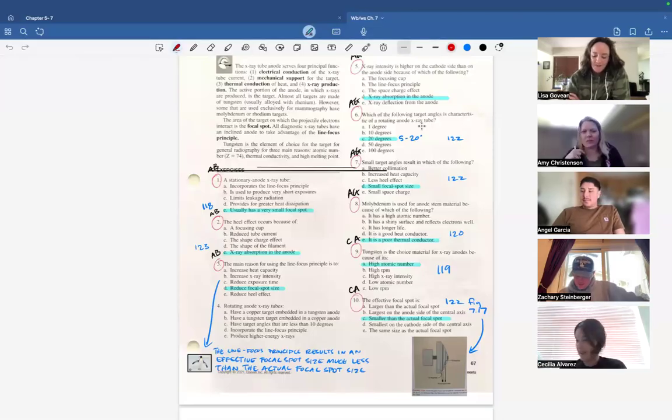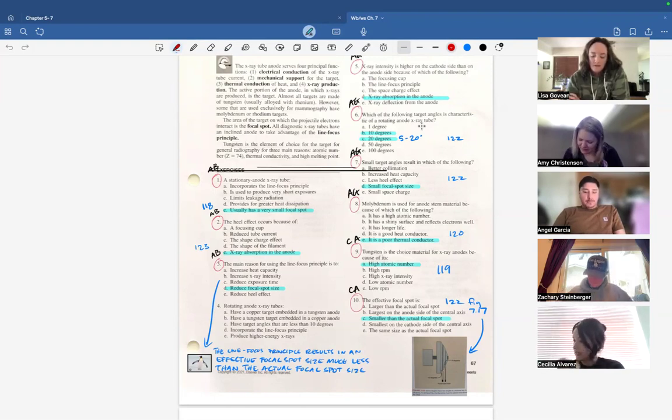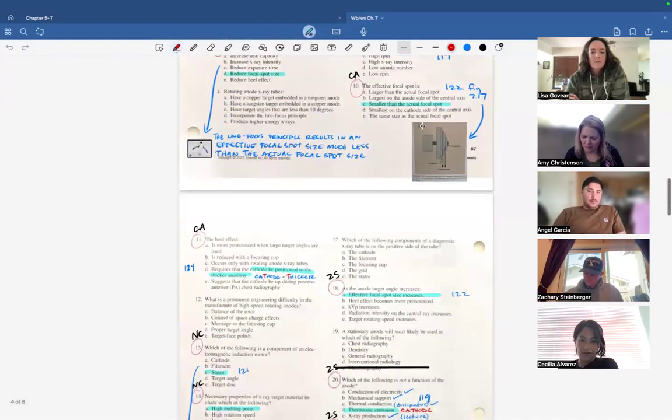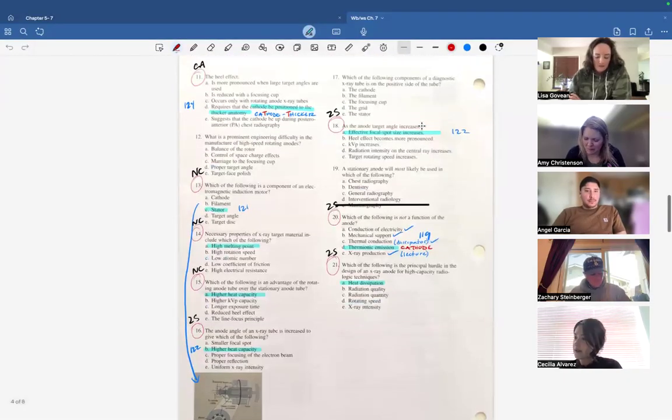Okay, so number 9, tungsten is a choice material for X-ray anodes because of its, I got A, high atomic number. Yeah, I'm trying to see if you got the same one. Yeah, she did. And then 10, the effective focal spot is, I got C, smaller than the actual focal spot. Yeah. And then I think I have one more. You do.